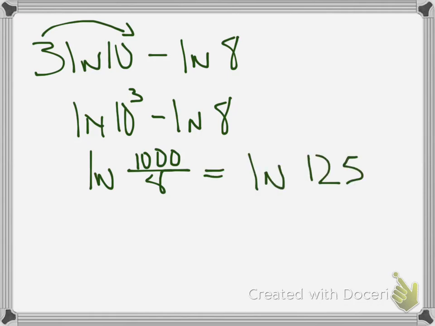In all honesty, if you got there, I would be happy. But I'm looking at an example from the book, and they wanted you to realize that 125 can be written as 5 to the 3rd power, which means I could rewrite it as 3 times the natural log of 5.